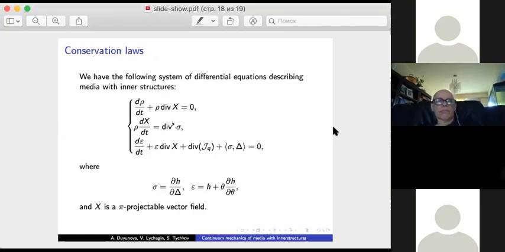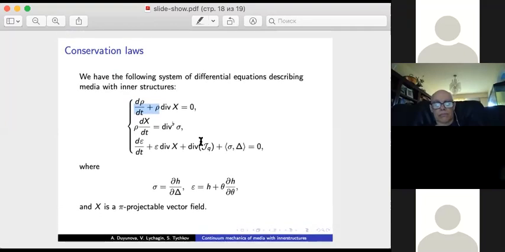Now, conservation. We talk a little bit about conservation laws. The first law we write is the conservation of mass. It is written in the usual way, and the idea behind this equation is that the amount of medium contained in an elementary volume, that is rho times omega g, is conserved along the flow of vector field X, and it's equivalent to this equation.